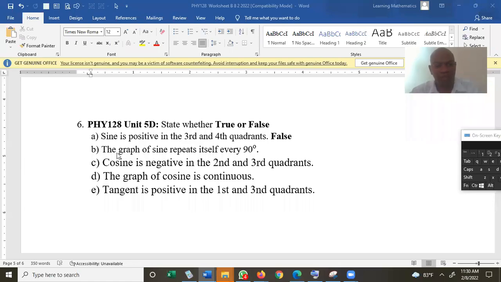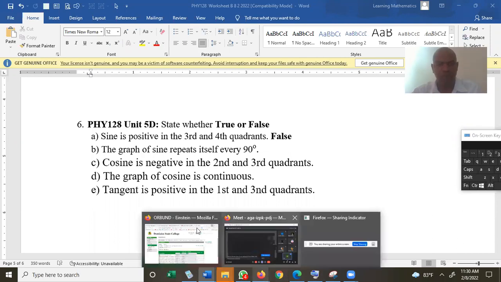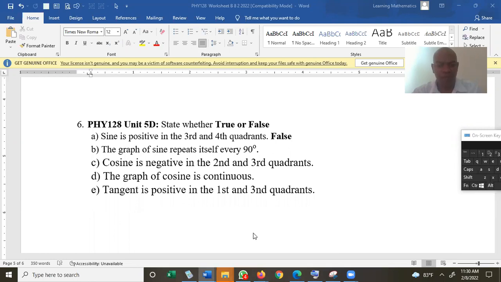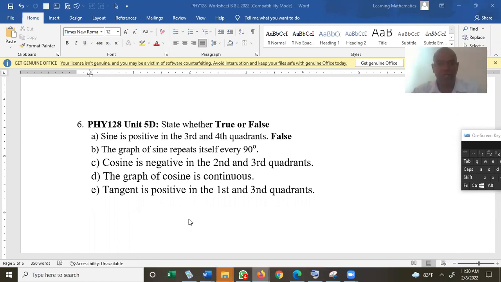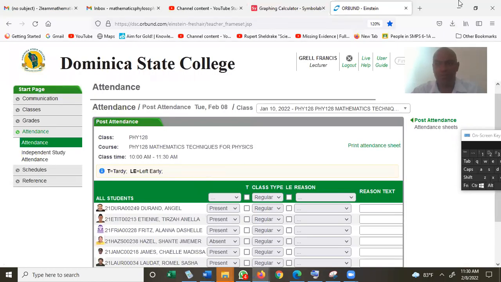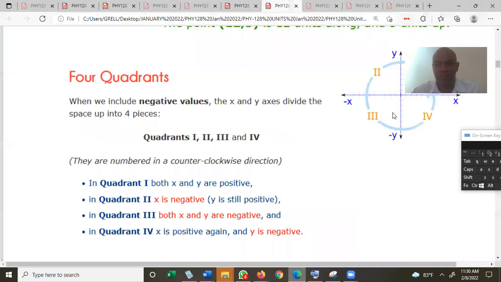Number 6, part B, it says the graph of sine repeats itself every 90 degrees. Is that true? So let's go to unit 5D to verify whether or not. Or we can use Symbolab and sketch a graph of sine, okay? But we can just go to unit 5D.